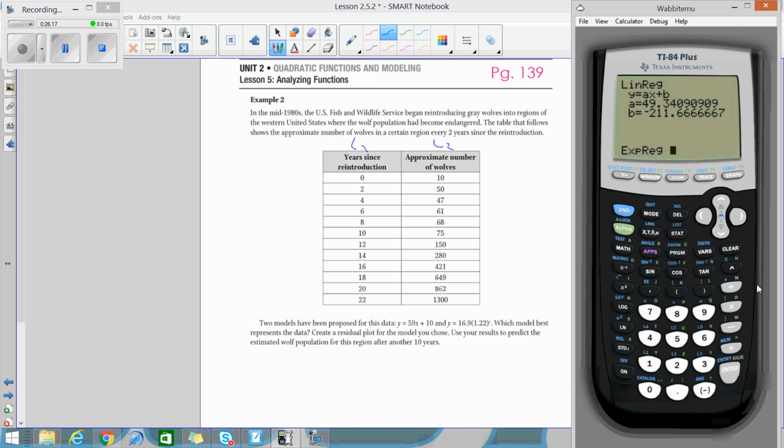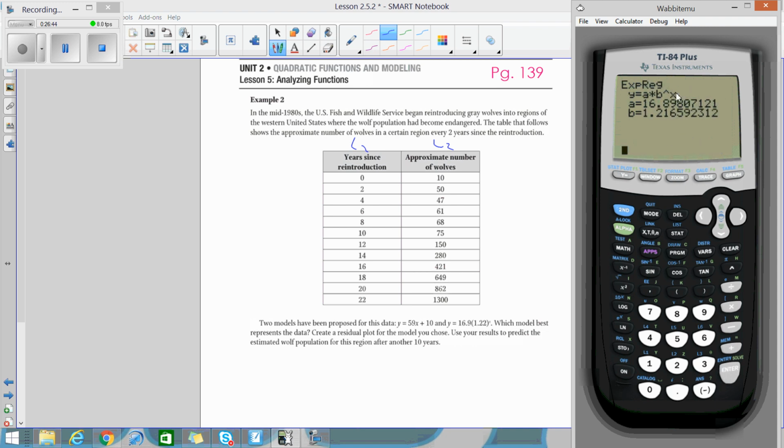All right. And now you could see what it looks like, but I actually want to store it so we can see the residual. So to store it, you're going to do this again. You're going to go second 1, so L1, comma, second 2, comma. So we're taking L1 and L2. And you got to put that other comma there. And now we're going to go vars, y vars, function y1. And there we go, meaning that we're going to store it in y1.